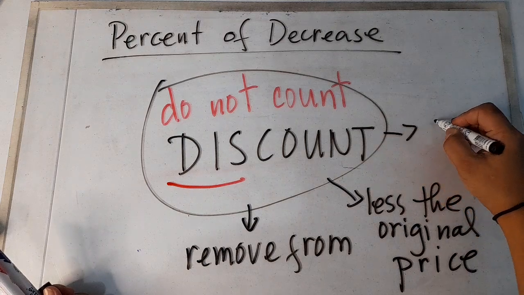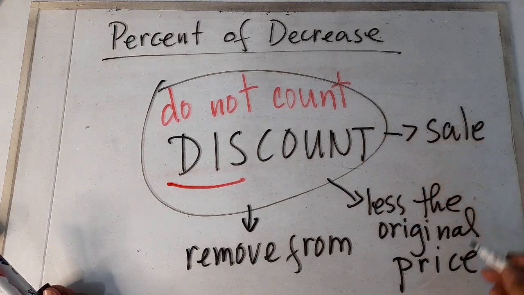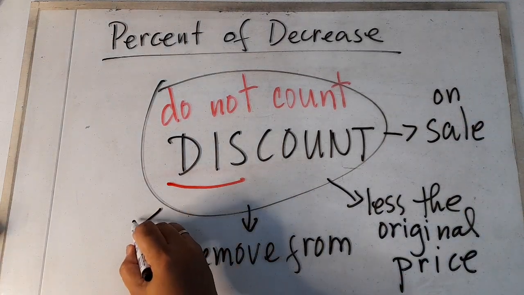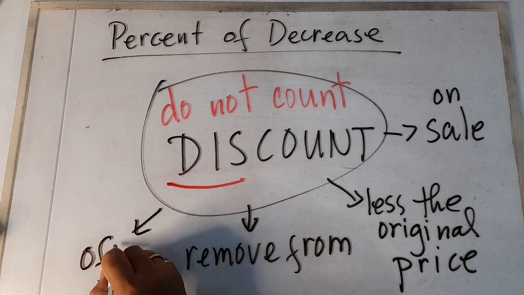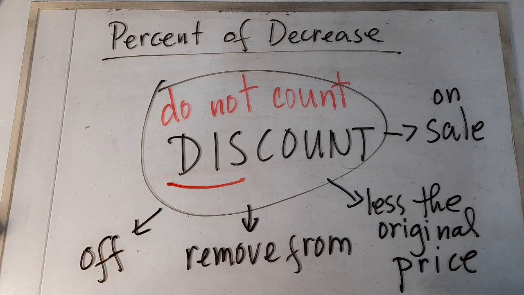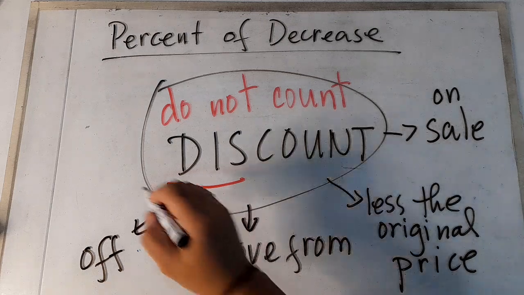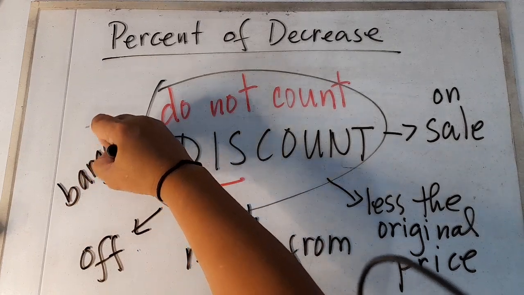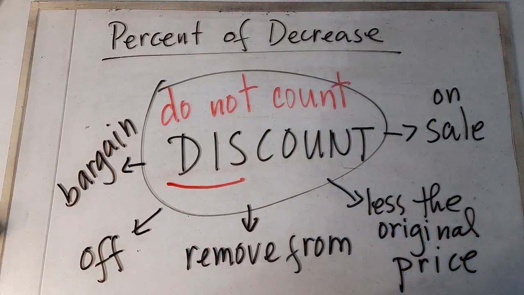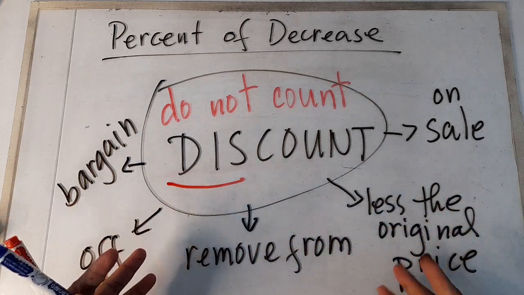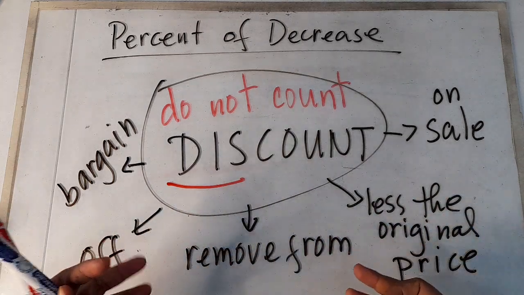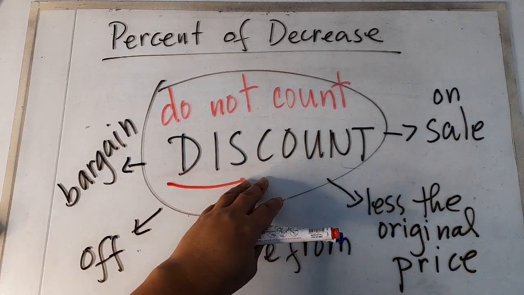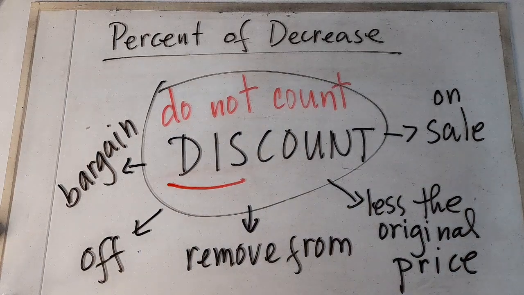So, kagaya na sinabi ko, makikita rin ninyo yan sa sale. Or, pwedeng sabihin natin, an item is on sale. Okay? Another clue would be the word off. Okay? Ano pa ba? Usually, we find discount during bargains. Okay? Kapag may naka-bargain. So, everything that has something to do with removing a certain amount out of the original price is a discount problem. Okay? So, let's begin solving our first problem.